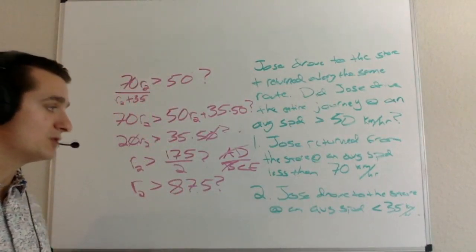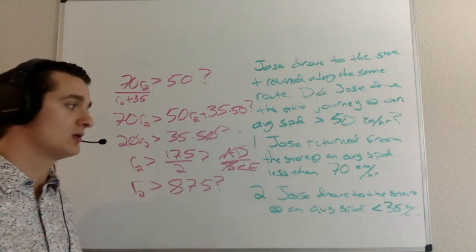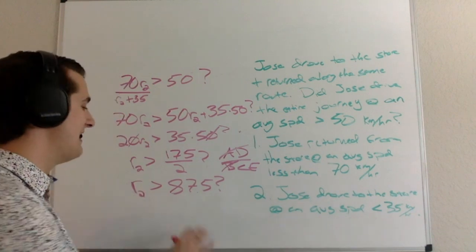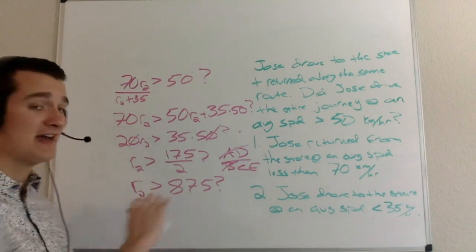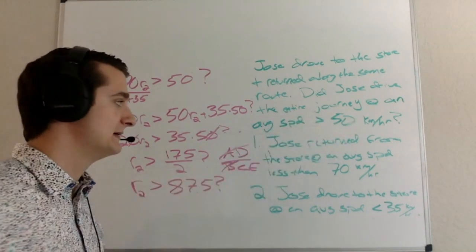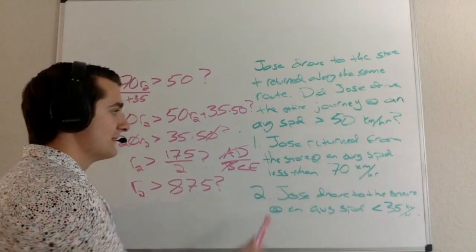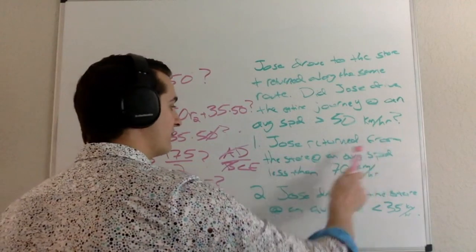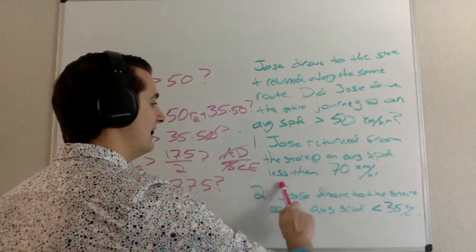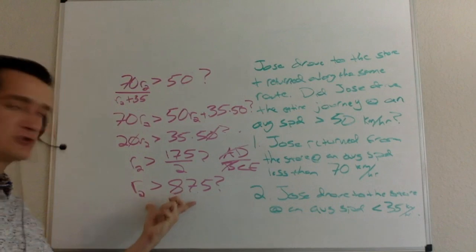And so what I'm told is that if I've got an average speed on the way to the store of 35 kilometers per hour, then I need an average speed of at least 87.5 kilometers per hour on the way home in order to be greater than 50. When I combine these two statements together, here's what I find: Jose returned from the store at an average speed less than 70. Well, that right here answers my new question.